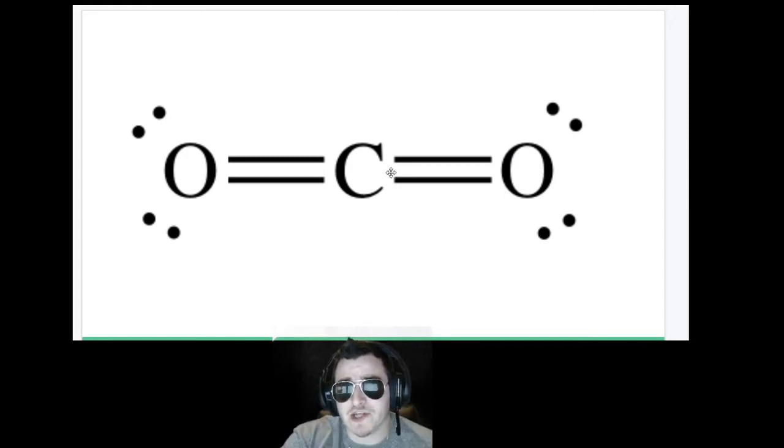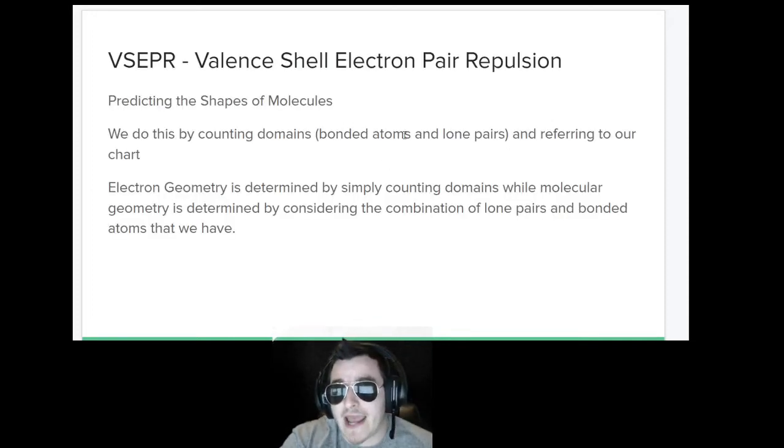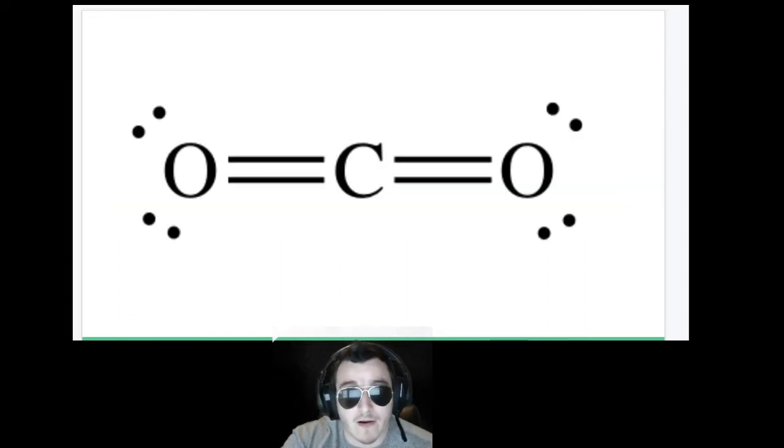So we're looking at CO2, and this is our drawing for CO2. Carbon, of course, is our central atom. How many domains does it have? Well, the definition of domain is either a bonded atom or a lone pair. A lot of kids make the mistake of thinking that each of these bonds is a domain. But a domain is a bonded atom or a lone pair, not a bond itself.